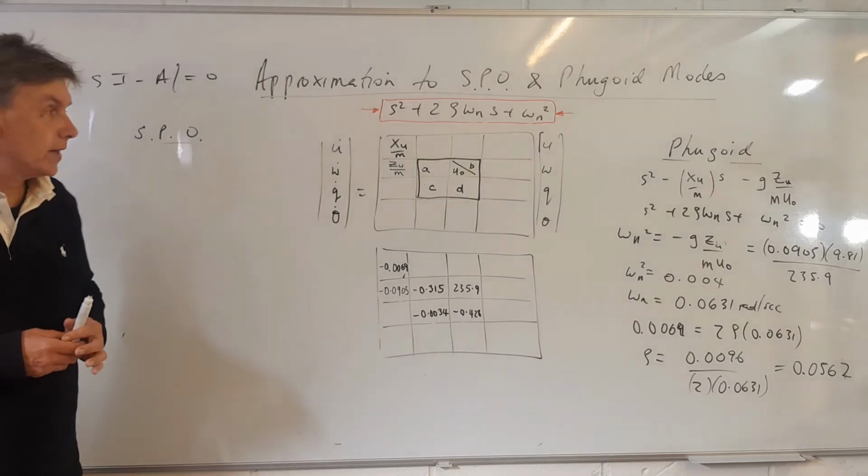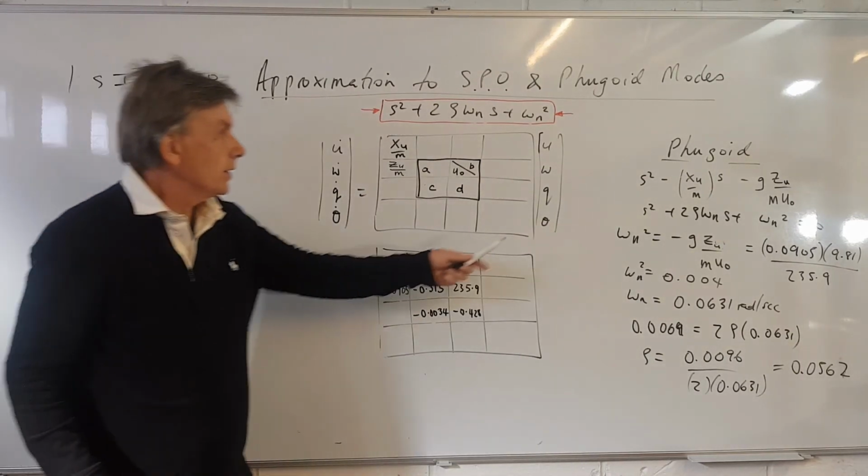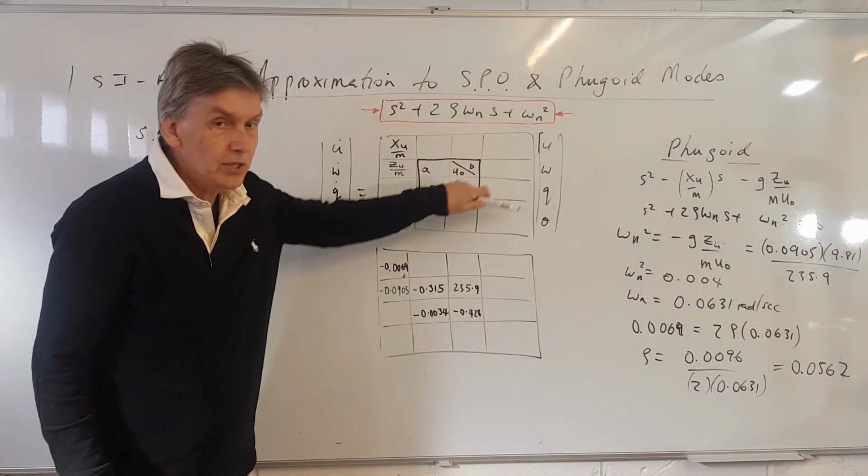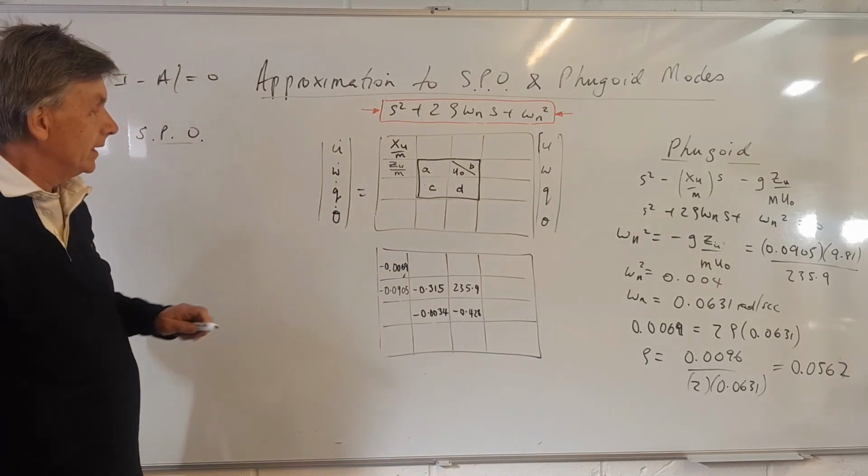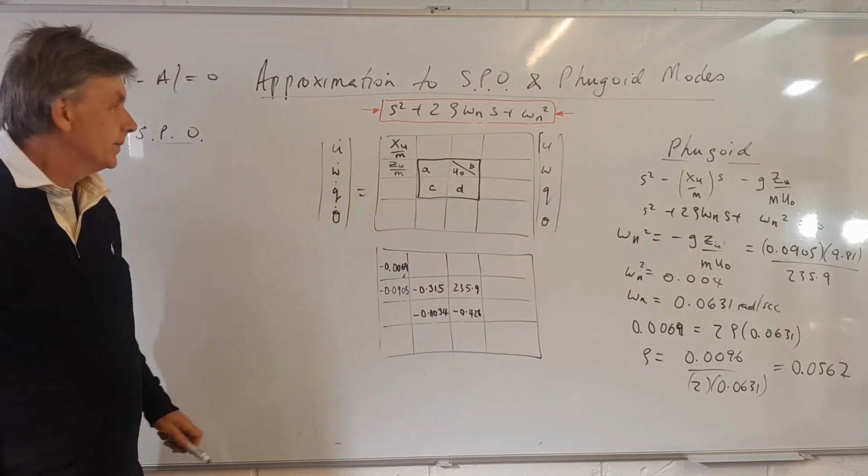So that's how you can extract SPO modes and phugoid modes from the original 4x4 matrix. And we only need to know 6 numbers to extract them.